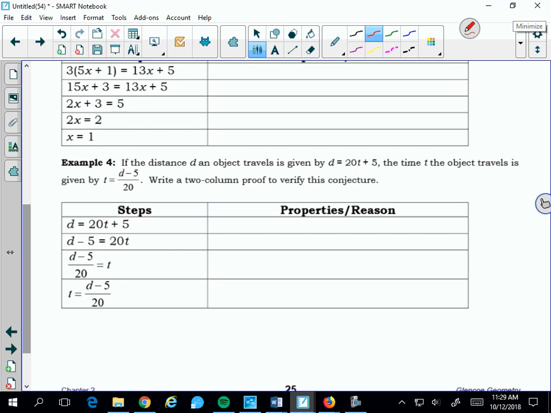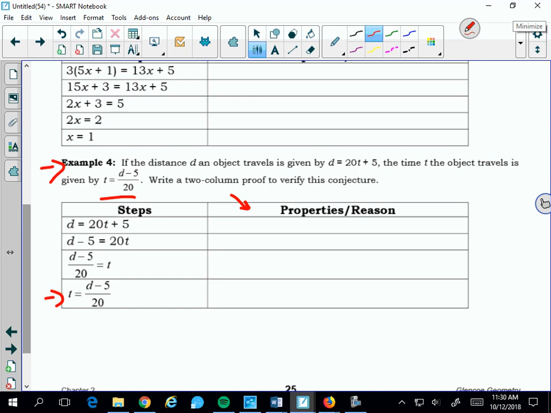The last thing that I want to go through with you is this one right here, example 4. It's a little bit uglier than the ones that we looked at previously, but it's the exact same thing. It says that the distance d an object travels is given by d equals 20t plus 5. The time t the object travels is given by t equals d minus 5 over 20. Write a 2-column proof to verify this conjecture. What that basically means is they want me to solve for t, which they did down here. So I just need to provide the reasons for how I got from place to place.